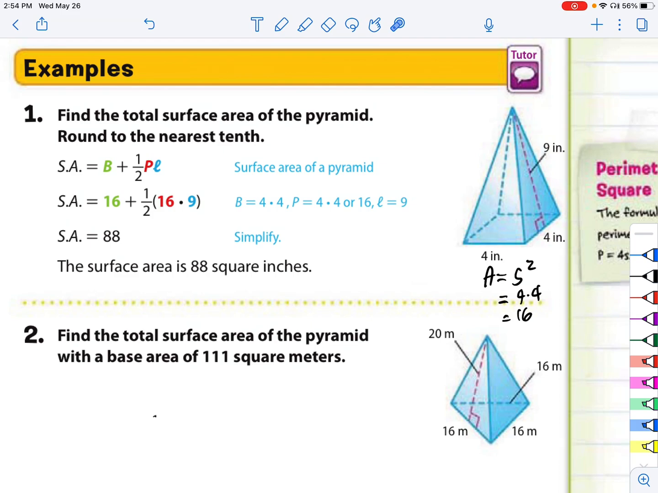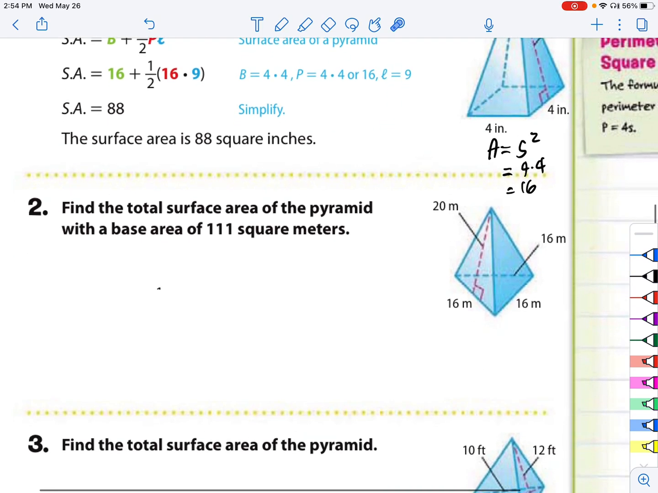All right, let's take a look at example number 2. Example number 2 is asking to find the total surface area of the pyramid with a base area of 111 square meters.